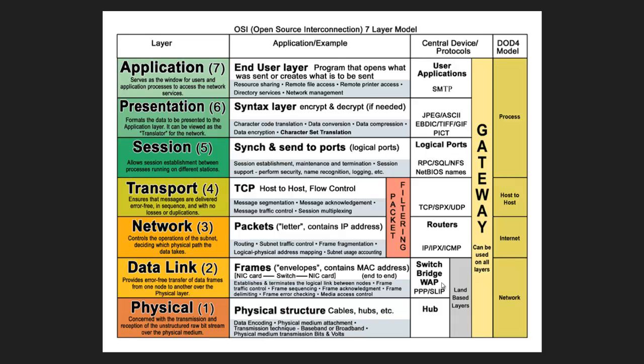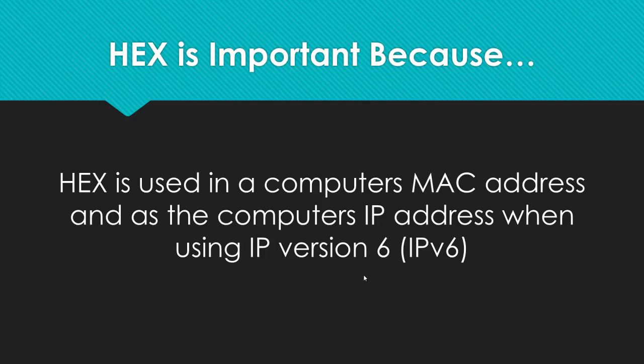So MAC addresses are a layer 2 function used for making forwarding decisions by layer 2 devices such as switches and wireless access points. And they're used for local communication, inside my network. Alright, so hex is important because hex is used in MAC addresses and as the IP address in IPv6. So while IPv4 focuses on binary, IPv6 is constructed on hex.